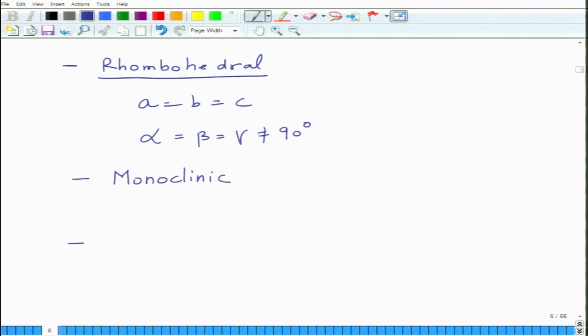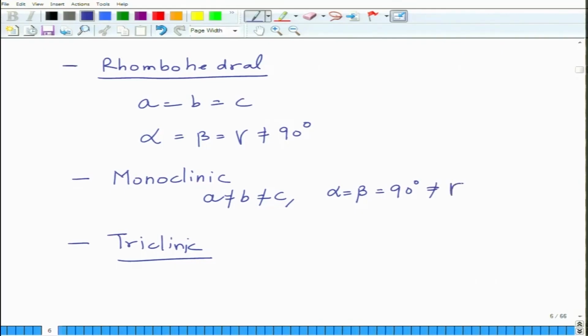The first one is called monoclinic and the second one is called triclinic. In the monoclinic case, a is not equal to b is not equal to c, and another difference is that alpha is equal to beta is equal to 90 degrees, which is not equal to gamma. So, gamma is an angle which is not equal to 90 degrees, but as you can see in the hexagonal case it is necessarily 120 degrees, in this case it does not have to be a specific angle. It is just not equal to 90 degrees, it can be anything else.